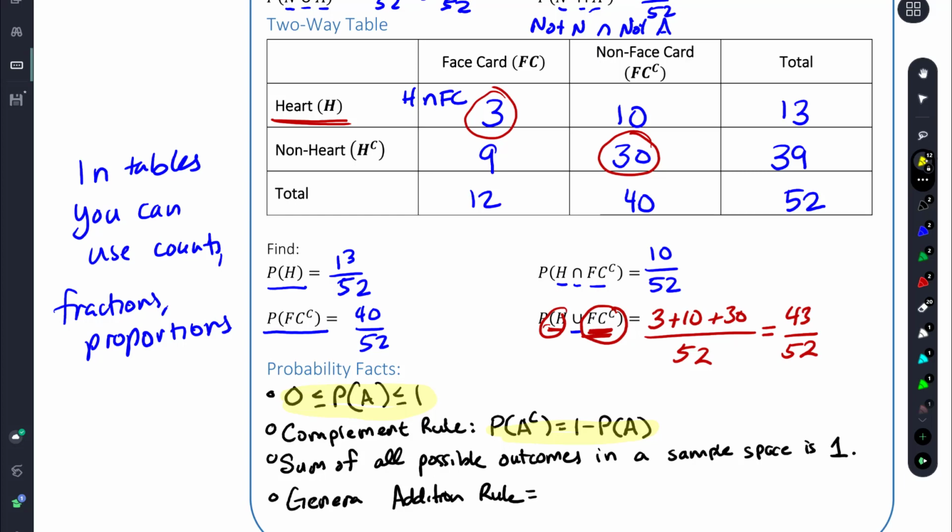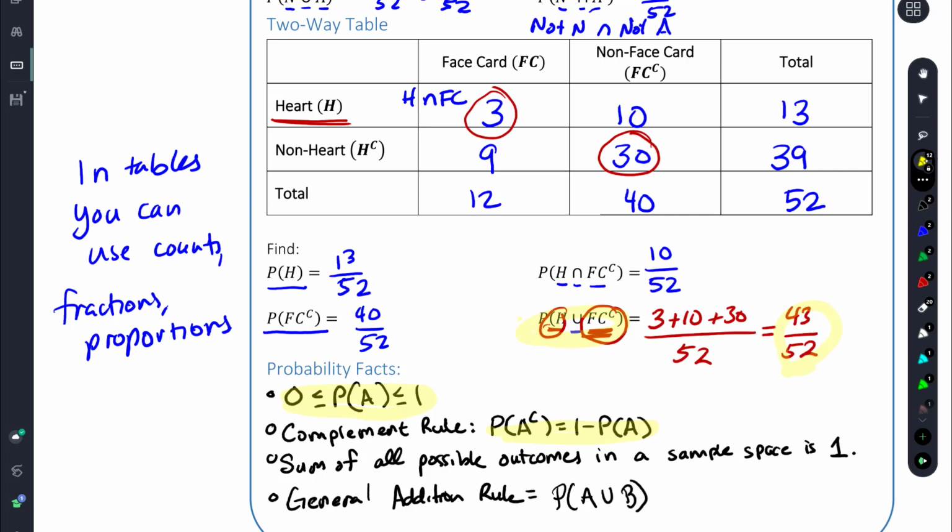And the last thing is what we call the general addition rule. The general addition rule is a way to calculate the probability of a union event, so the probability of A or B. And so we can look at that as trying to find, let's say, the probability that we get a heart or non-face card that we saw here, and see how that should give us 43 out of 52. So I showed you a more intuitive way of doing this.